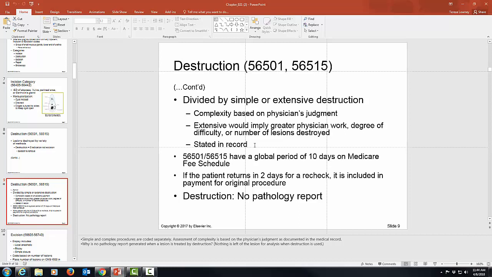56501 through 56515 all have a global period of 10 days on the Medicare fee schedule. So if the patient comes back in 2 days for a recheck, it's included in that payment. You can't charge extra for it.